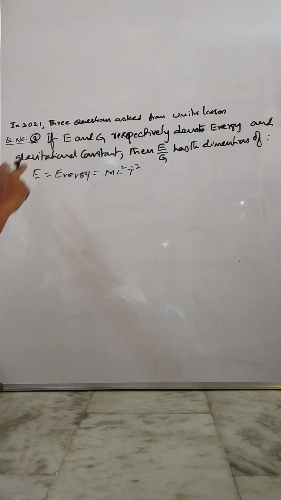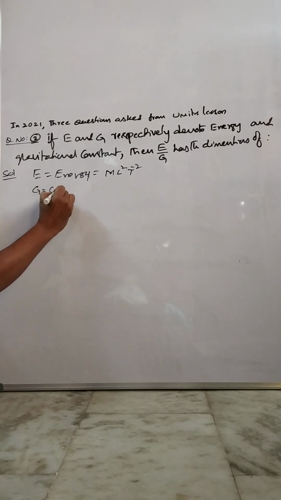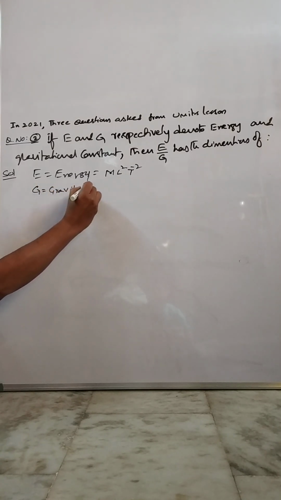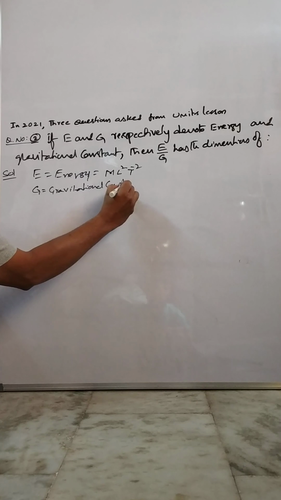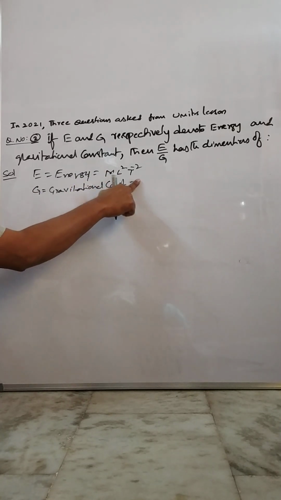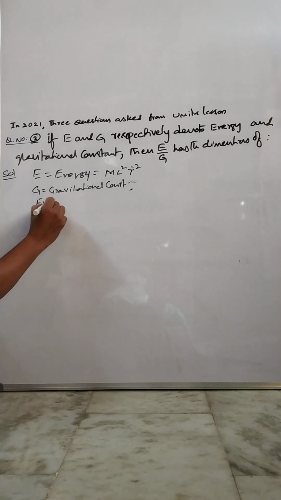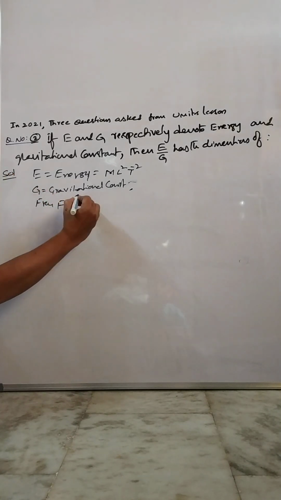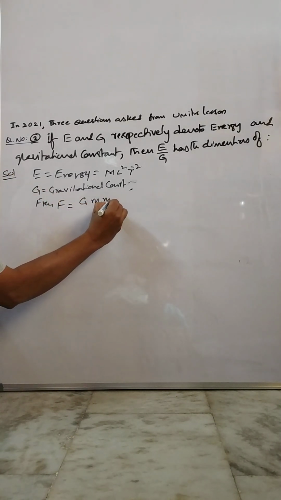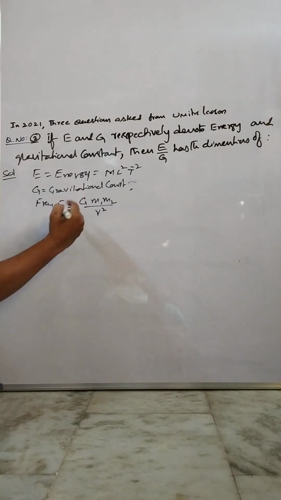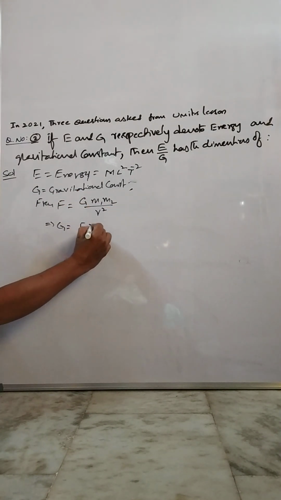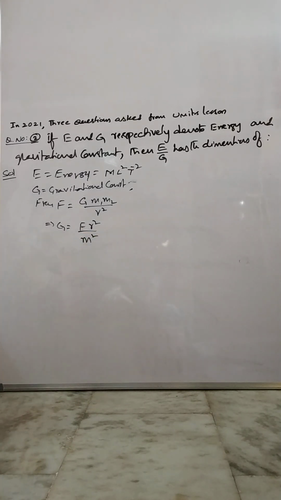Next, G is the gravitational constant. It is obtained from Newton's law of gravitation. From Newton's law of gravitation, F is equal to G into masses m1 m2 by r square. So from this universal gravitation constant, G is equal to F r square by m square. Here m1 is equal to m2, so both are the same and you can multiply. It is nothing but m square.